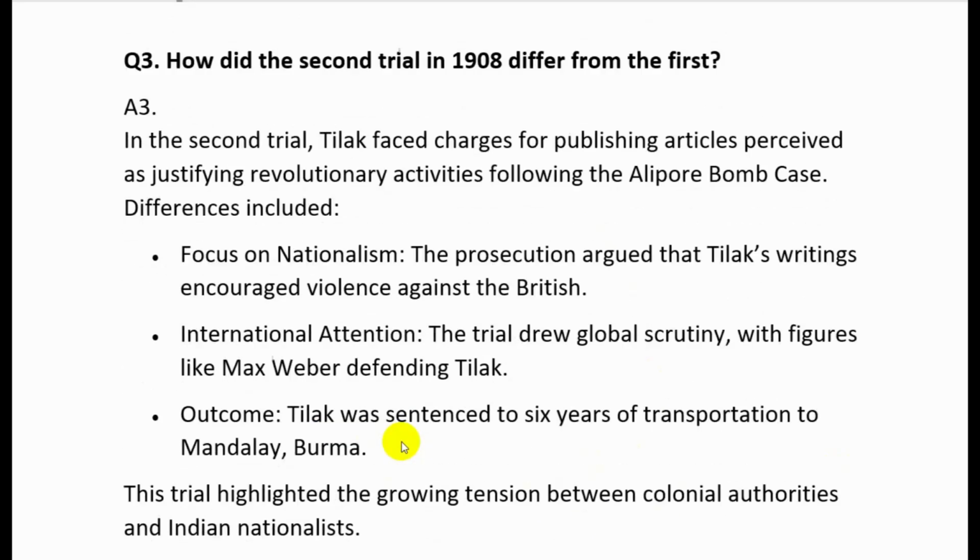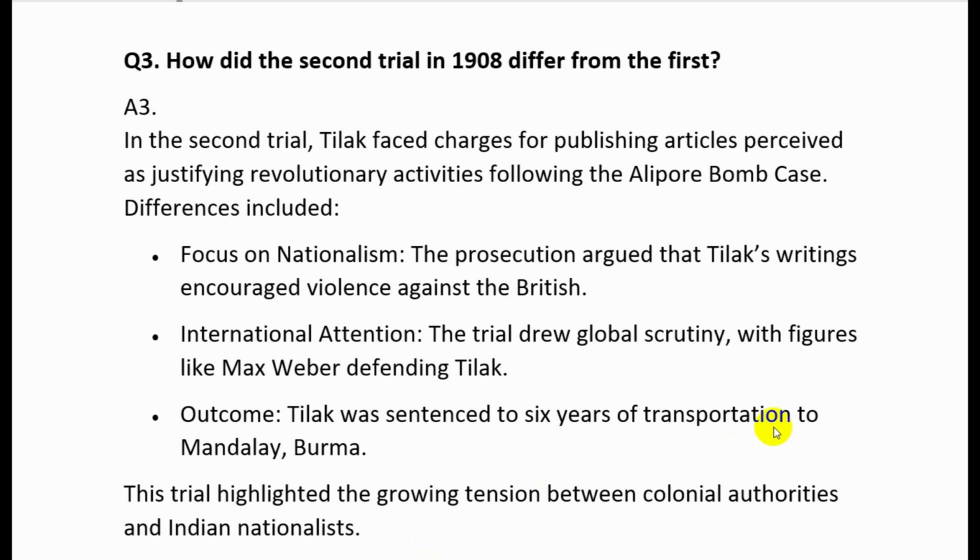Next, how did the second trial in 1908 differ from the first? In the second trial, Tilak faced charges for publishing articles perceived as justifying revolutionary activities following the Alipore bomb case. The differences were: focus on nationalism.